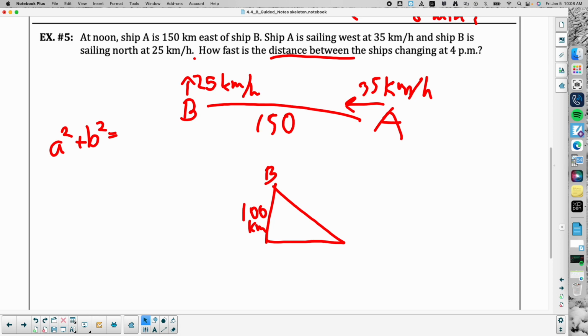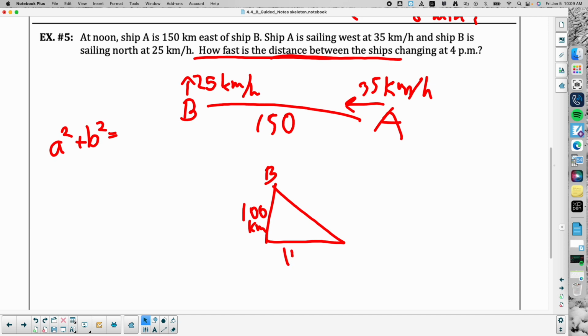Find distance first. Okay, let's go on your picture. You just drew 100. We are trying to figure out how far they have already moved. So, ship B is moving 25 kilometers an hour north, and it went for 4 hours. So over 4 hours, it moved 100 kilometers. Then from noon to 4 p.m., 35 times 4, that is 140.